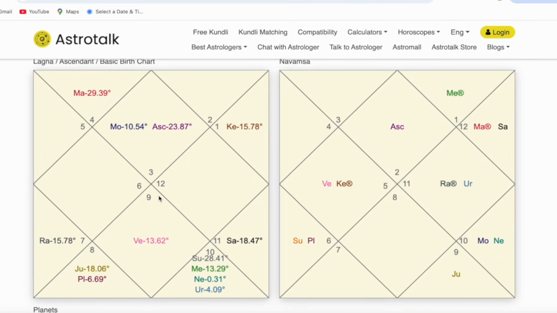I have hidden everything in the birth chart. There is no personal detail that you can see. You will be able to see only the birth chart and a few other things like the dasha and the degrees, etc. Okay, so I hope you can see this chart.